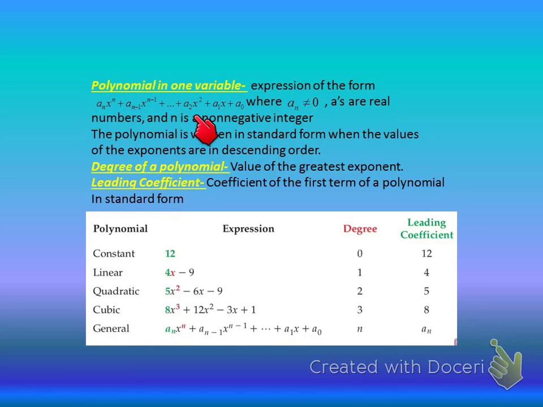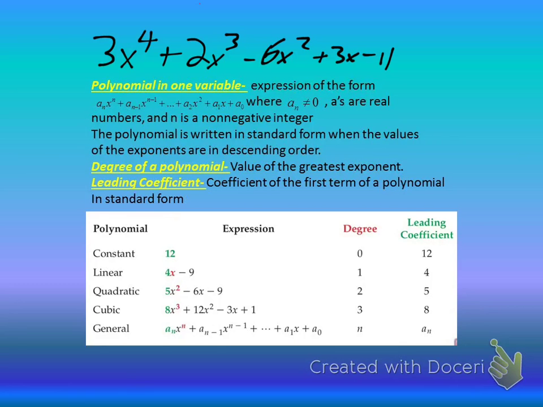Basically what this means is you have a polynomial that's in one variable. You have stuff that you've done, like last lesson from the synthetic division section: 3x to the fourth plus 2x to the third minus 6x squared plus 3x minus 11. That's a polynomial in one variable. Your exponents are non-negative, the leading coefficient's not 0, and they're all real numbers. Okay? So that's what a polynomial in one variable means.